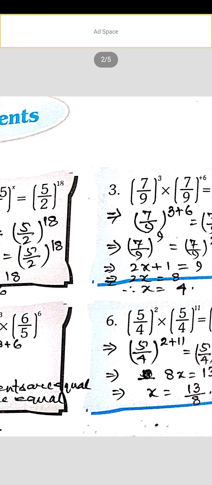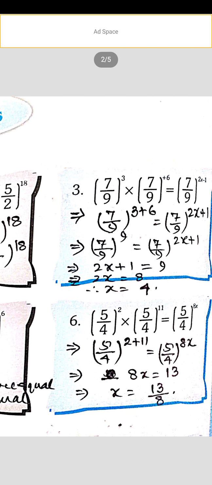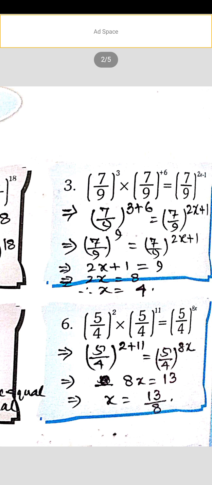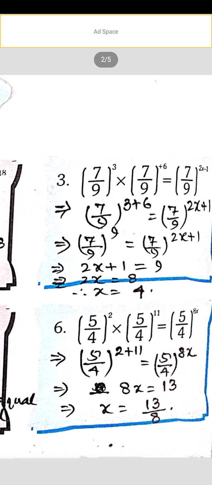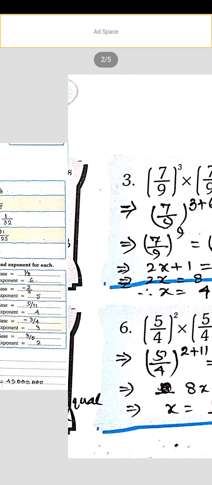Question number 6. (5/4) whole square multiplied by (5/4) raised to the power 11 equal to (5/4) raised to the power 8x. Here in LHS bases are same, so add the exponents. It can be written as (5/4) raised to the power 2 plus 11, that is 13. In RHS (5/4) raised to the power 8x. So it can be written as 8x equal to 13. Therefore x equal to 13 by 8. Now question number 1.